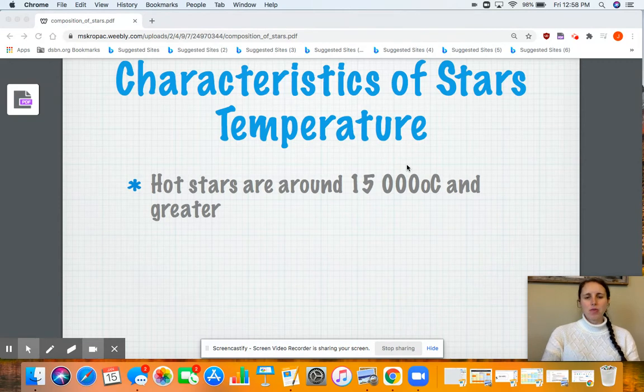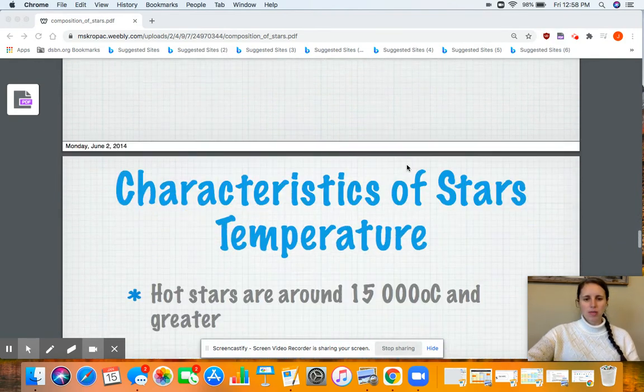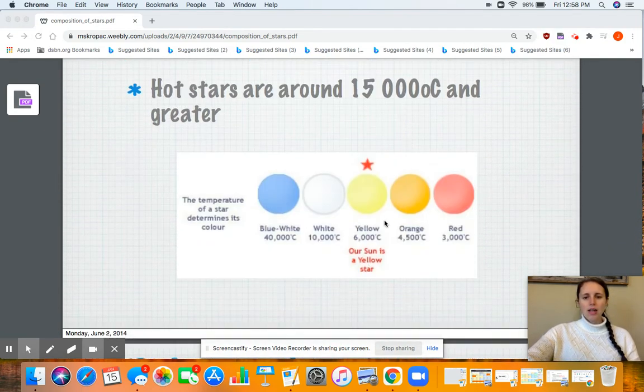Another thing that can vary with stars is temperature. So we have different types of stars. We have hot stars, we have cooler stars. Hot stars are said to be around 15,000 degrees Celsius and greater, so they are extremely hot. A hot star we would put about here.